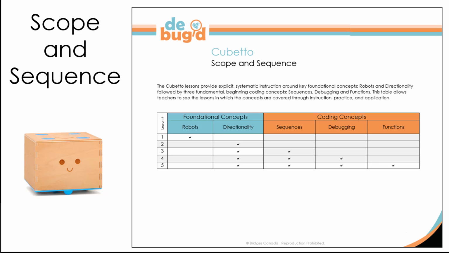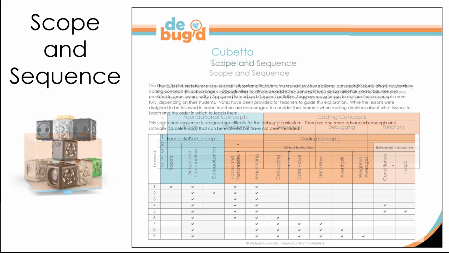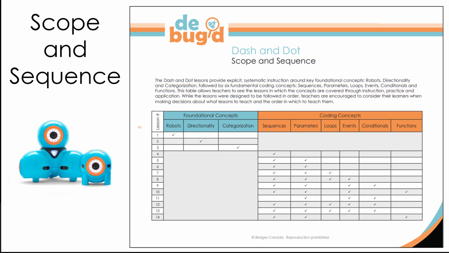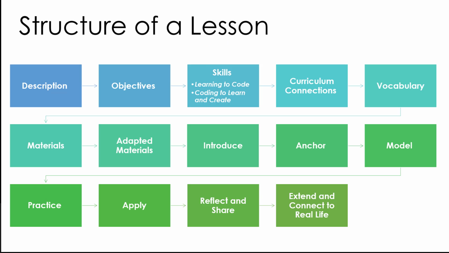You'll notice that each coding kit begins with lessons that ensure an understanding of foundational concepts, such as robots, directionality, and categorization. Here are the concepts, both foundational and coding, covered in Cubetto. This application allows teachers to cover the early coding concepts for young learners. The coding lessons for both Cubelets and Dash and Dot cover a greater scope and sequence, based on the complexity of the applications themselves. The scope and sequence helps teachers understand the different concepts that are addressed and in which lessons they are covered.